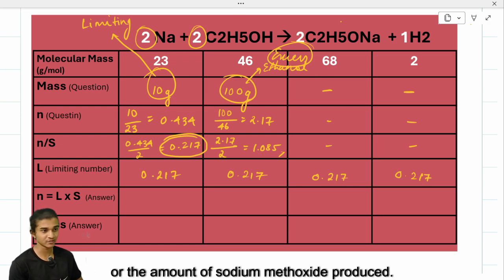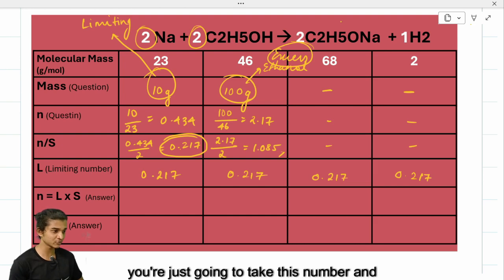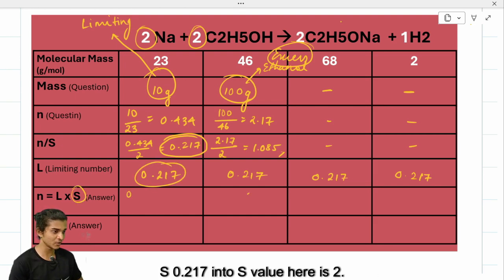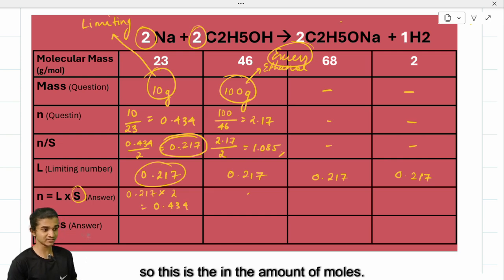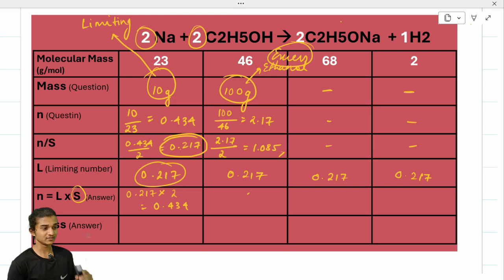sodium ethoxide produced. So for this, you're just going to take this number and multiply it with s. So 0.217 into s value here is 2. So 0.217 into 2 is going to be 0.434. So this is in the amount of moles. So 0.434 is the amount of moles of sodium consumed in this particular reaction.